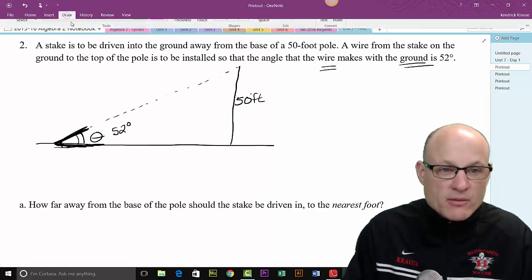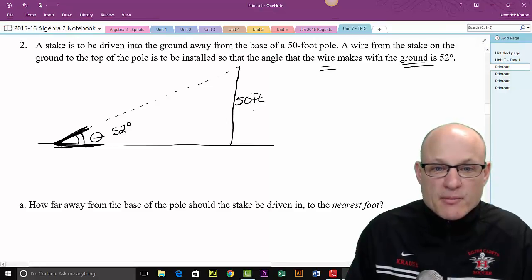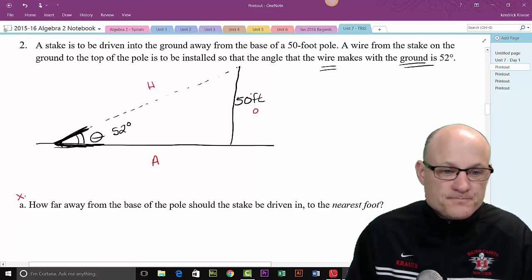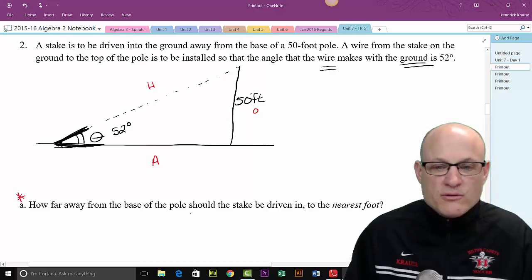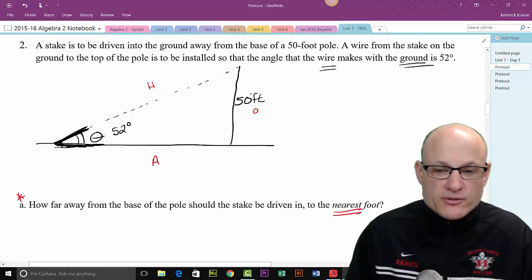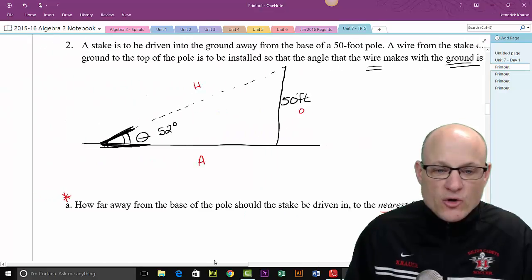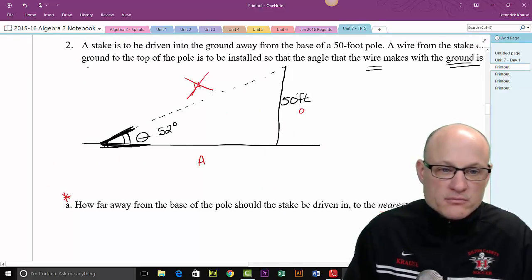Okay, next thing I'm going to do is come through, label my diagram: opposite, hypotenuse, adjacent. Now, here's the question right here. How far from the base of the pole should the stake be driven? And if you can't see this, it says to the nearest foot. So, I don't want to know the length of the wire. I don't care about the length of the wire.